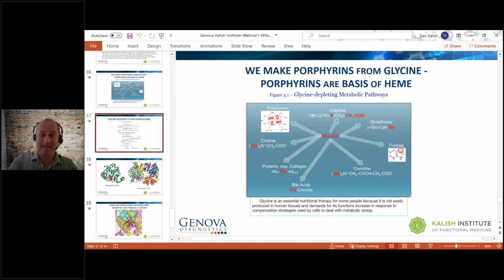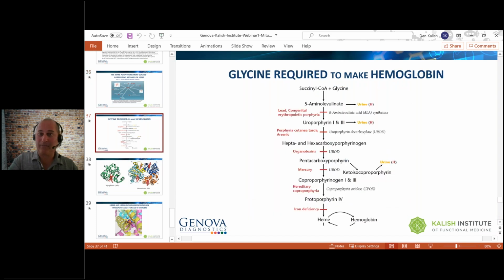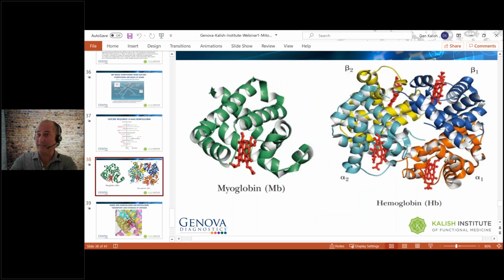And here's what the pathway looks like. You can look this up. It's kind of interesting. Basically, it's glycine going to heme that we're talking about here. And this is what it looks like when hemoglobin folds itself together with the heme part and the globin part, and then the oxygen part. There's also myoglobin, which is important for oxygen delivery as well. Hemoglobin is transporting oxygen, myoglobin is storing it.